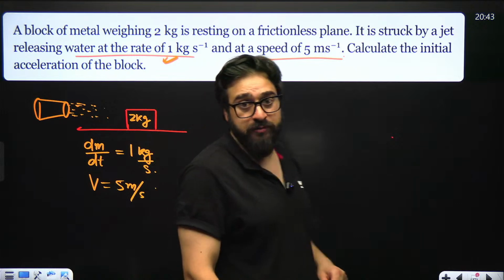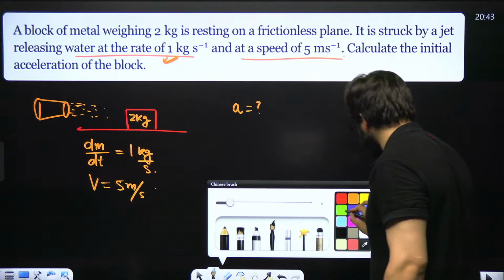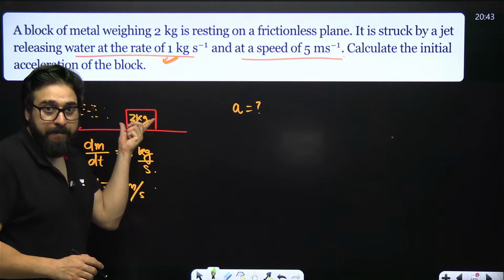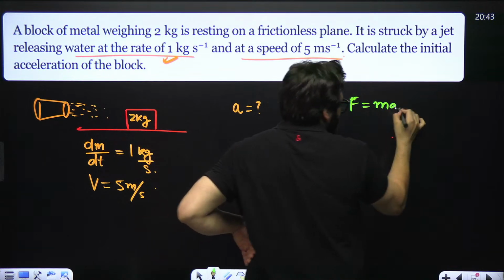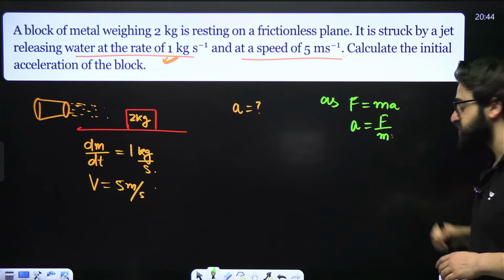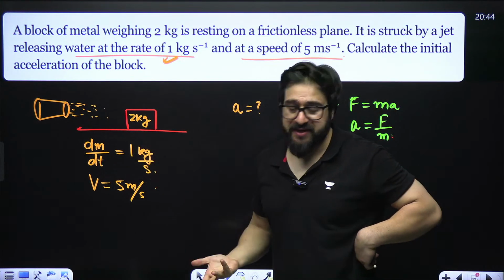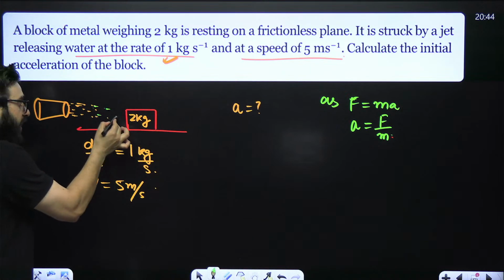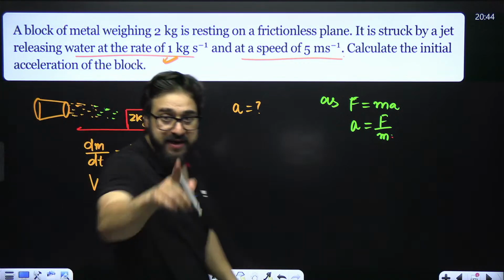Calculate the acceleration of the block. If we have to find the acceleration of the block, force is equal to mass into acceleration. So acceleration will be simply force divided by mass. If you get the value of force and the mass of the block, you will get the acceleration. Now, how much force is acting on the block? This water is applying the force on the block. dm by dt we know, velocity we know.